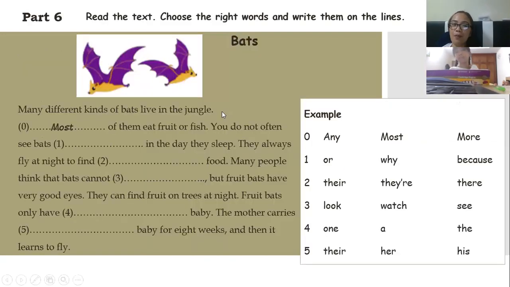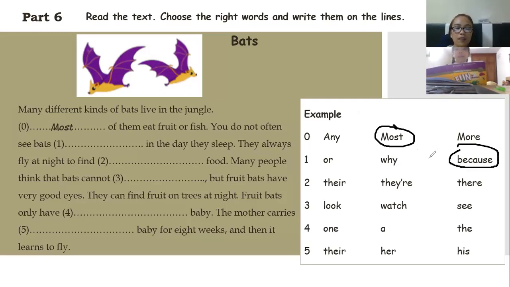Okay. Now, baby, read the text, choose the right words, and write them on the lines, okay? Look at number 1, baby. As you can see, at the number 0, many different kinds of bats live in the jungle. Most of them eat fruit or fish. Okay, let's do number 1, baby. You do not often see bats because in the day they sleep. They always fly at night to find A, B, or C, baby.